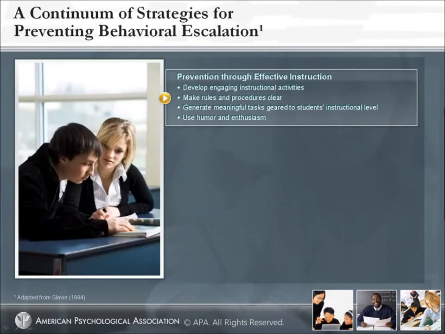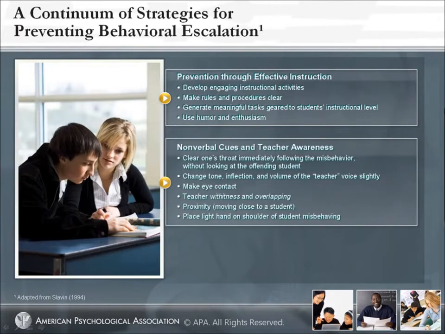Prevention through effective instruction. Develop engaging instructional activities. Make rules and procedures clear. Generate meaningful tasks geared to students' instructional level. Use humor and enthusiasm.